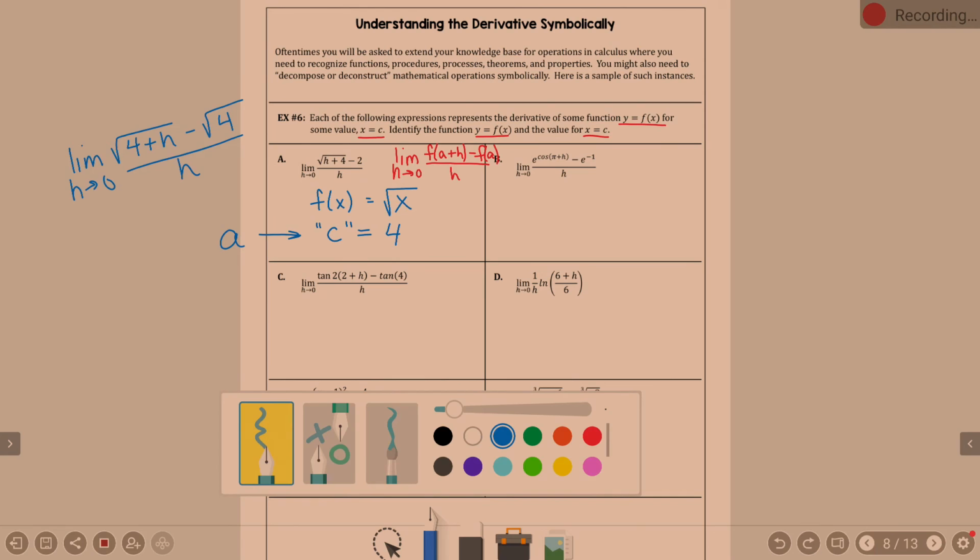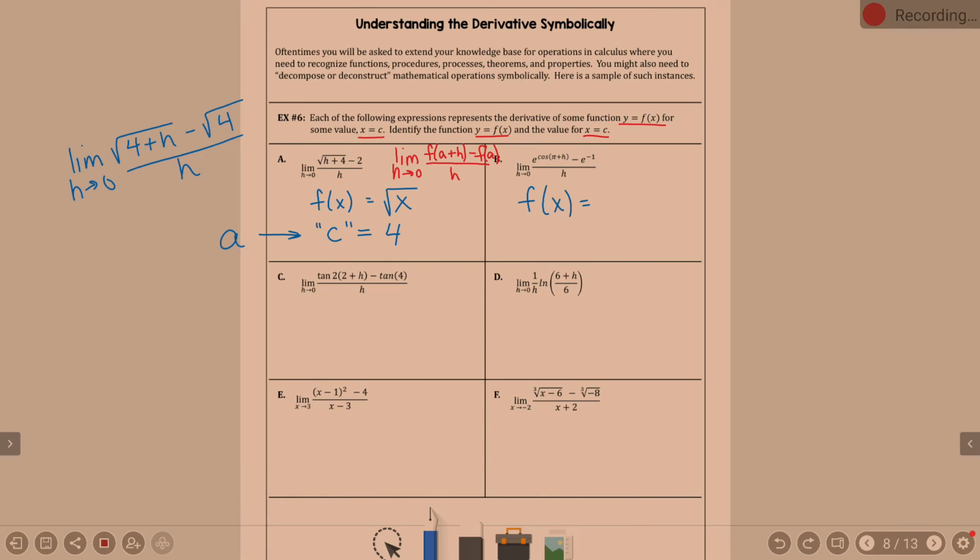Okay, so next one. We need to know f of x, and we need to know our c value, or our a value, whatever you want to call it. I keep calling it a because I'm so used to it, but c is a common one to see as well. Now notice, we're in the same original derivative form that we just used, right? So it's the f of a plus h minus f of a all over h. And I know that because it's h approaches 0 and it's h in the denominator. Okay, thoughts?